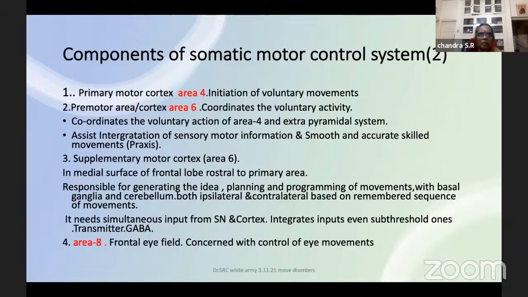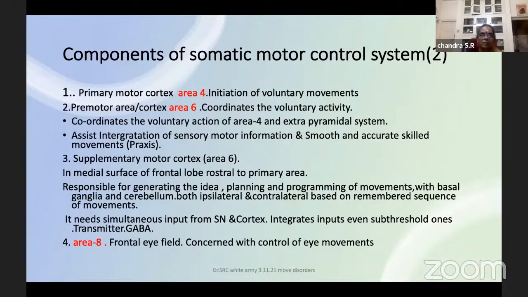And the supplementary motor area has a medial part in the parasagittal zone. That is rostral to the primary motor area, and it is responsible for generating the idea, planning and programming of movement in the basal ganglia and cerebellum. And one special thing you have to remember: the supplementary motor area, the supplementary sensory area and the frontal eye field are 3 important structures. That is area 6, area 7 and area 8. That is, area 8 is the frontal eye field, area 6 the supplementary motor area, and area 7 the supplementary sensory area. They have bilateral control. So area 6 has both ipsilateral and contralateral control.